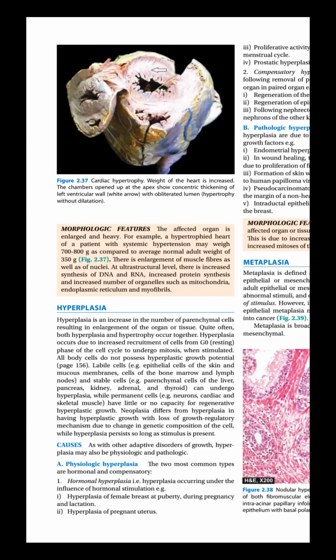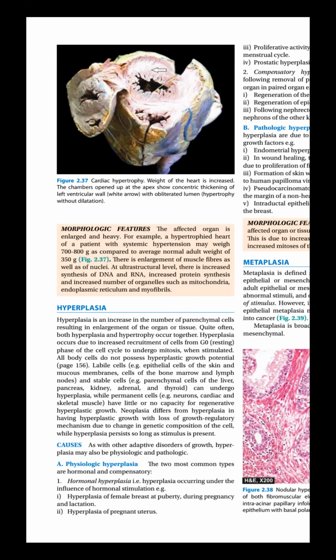Hyperplasia is an increase in the number of parenchymal cells, resulting in enlargement of the organ or tissue. Quite often, hyperplasia and hypertrophy occur together. Hyperplasia occurs due to increased recruitment of cells from the resting phase into the cell cycle. The cells mainly involved are epithelial and parenchymal. The regions where you can see it are the liver, kidney, and thyroid.